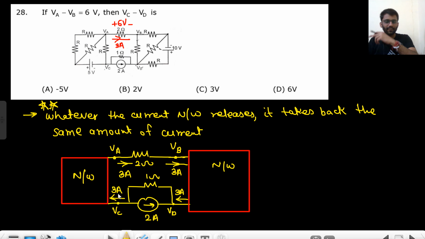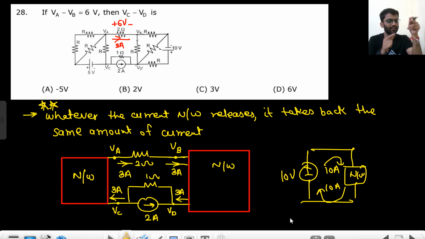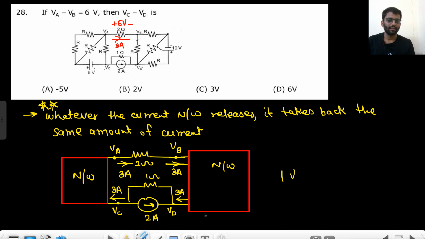Same with the battery. Let's just assume this is a battery of 10 volt and there is some network. If it is giving 10 ampere current, it will take back the same amount of current. Whatever current it gives, it takes back the same current. We will see a question based on this as well.